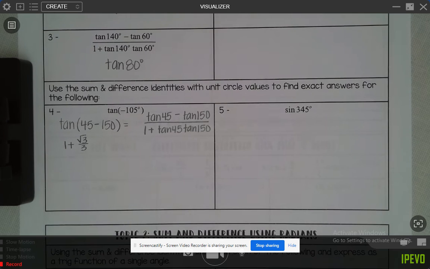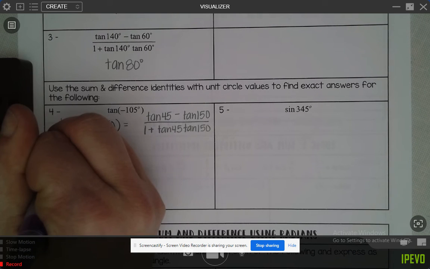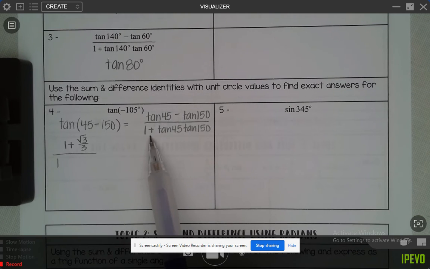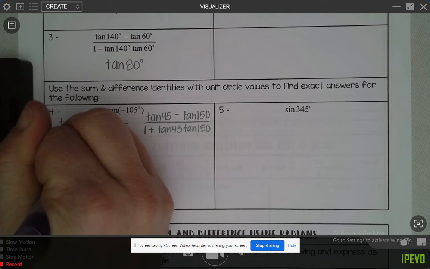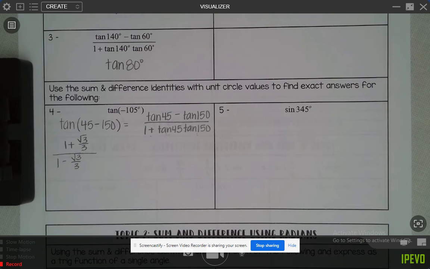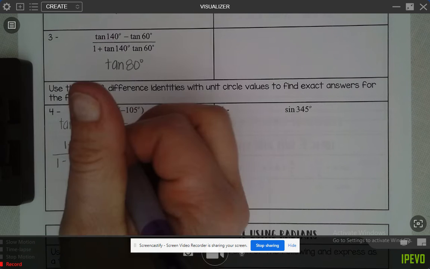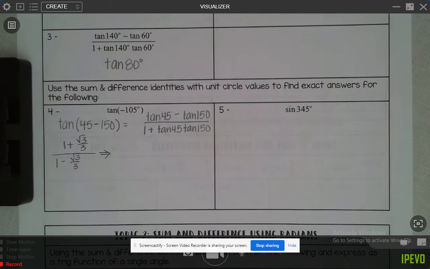Okay? Now, I'm going to divide that. 1. Now, it says plus, right? But these two I've already found, correct? This is 1, and this is negative radical 3 over 3. Agree? So if I multiply them, I get negative radical 3 over 3. This is where some of you got stuck on letter E. You have to find a common denominator first before you do anything else. What is my common denominator?